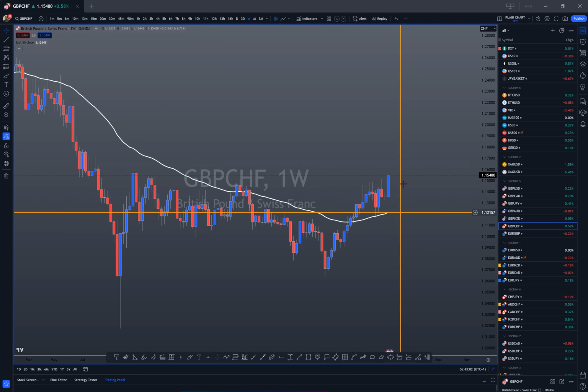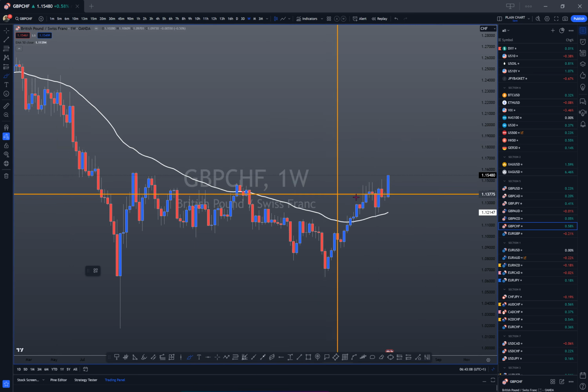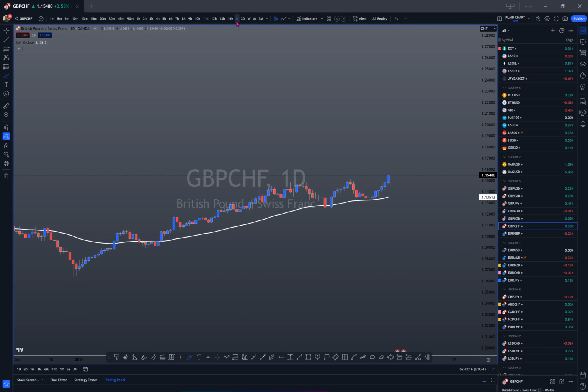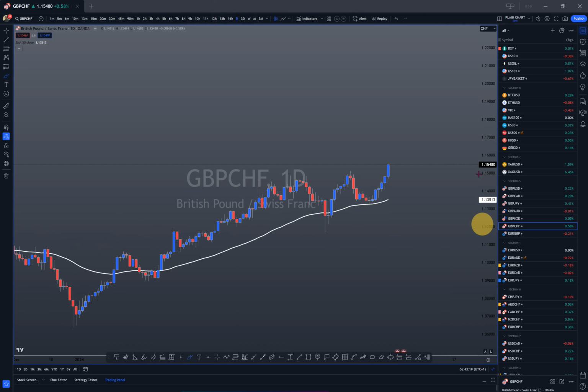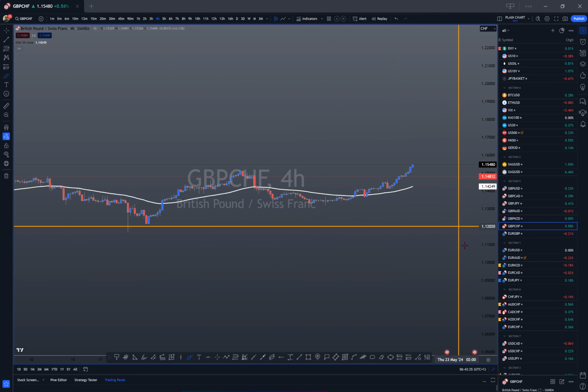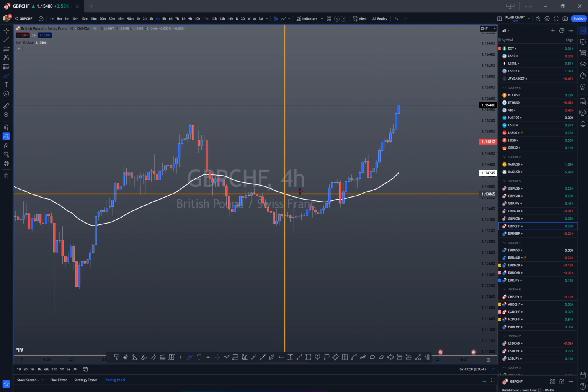So what we are simply looking for is a price or an EMA on the weekly time frame where price is above the 50 exponential moving average, and then we go to the daily time frame. We want to see price above the 50 exponential moving average. So this is perfect, and then we go to the 4-hour time frame. We want to see the same thing. So here on the 4-hour time frame, this is where we are trading support and resistance.